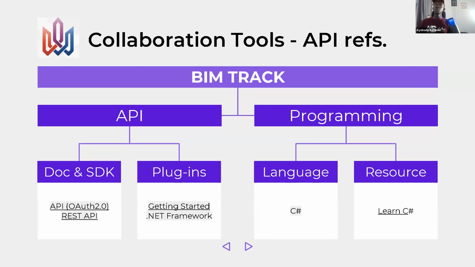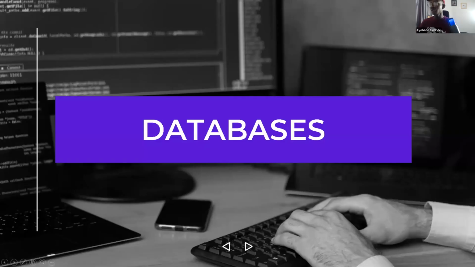Another collaboration tool is BIMTrack. BIMTrack also has API documentation and software development kits online. It's called OAuth 2.0. That's what they call their API. They also have a module for REST APIs, a kind of API that also integrates with their software. So you could also create plugins over BIMTrack, but it's built on the .NET framework, and it uses C#, which you can learn from the resource I mentioned earlier.